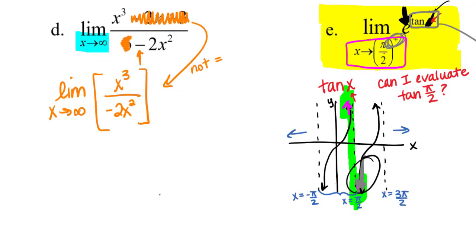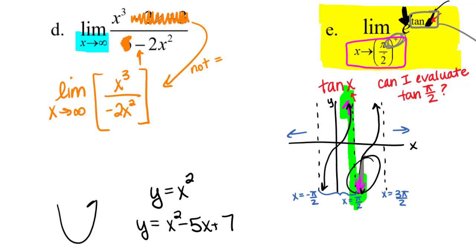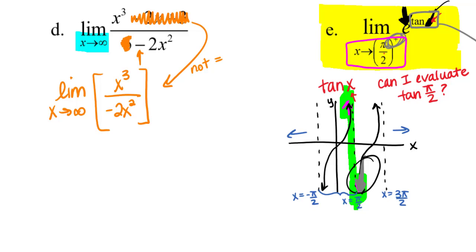It's the same conversation as y equals x squared as compared to y equals x squared minus 5x plus 7. They both look like a parabola that opens up. So both of those end behaviors are the same. Okay? All right, so now this is looking like the limit as x approaches infinity. So I'm looking to the right.